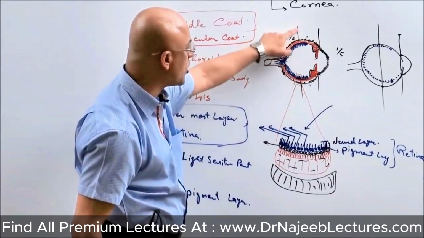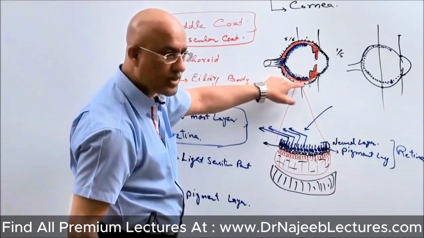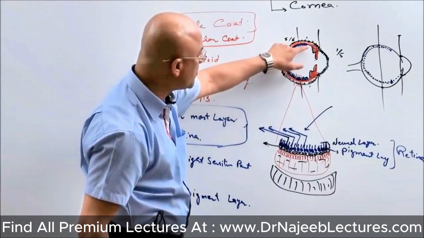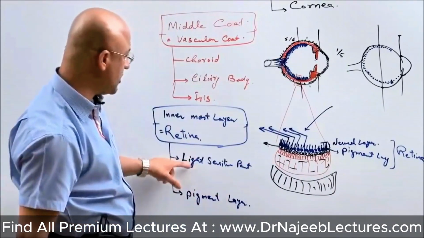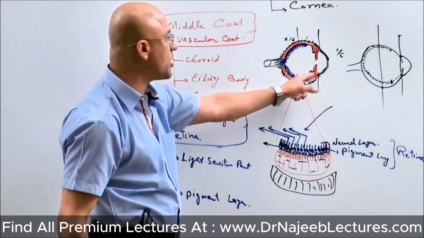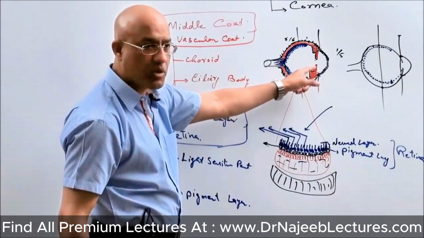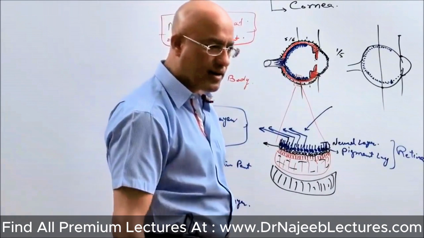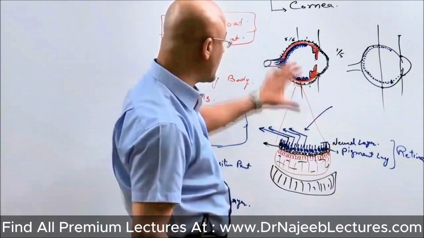Corneoscleral junction and corneal equator, corneal section, somewhere the rods and cones terminate. But the pigment layer with little neuronal tissue continues forward behind the ciliary body and the iris. These are the basic three layers.